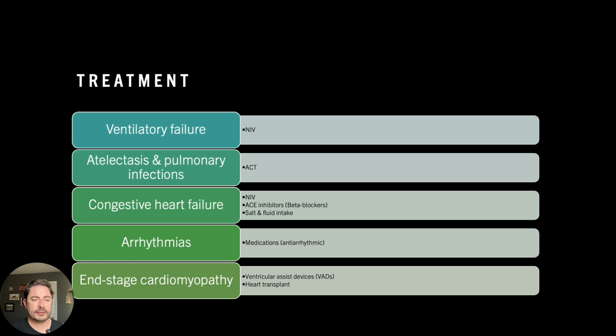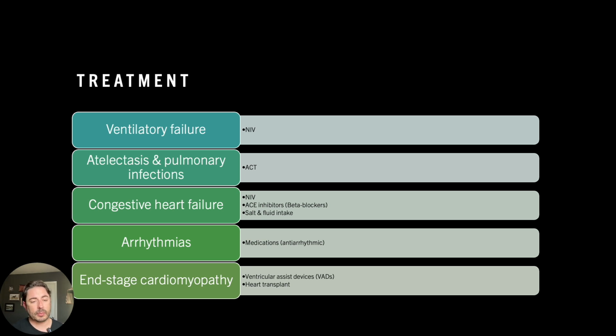These patients are going to have some congestive heart failure. So utilizing our PEEP or our CPAP, our EPAP, greater than 10 to 12, FiO2 greater than 50%, we can use beta blockers or ACE inhibitors, and we want to make sure that we're monitoring that salt and fluid intake.